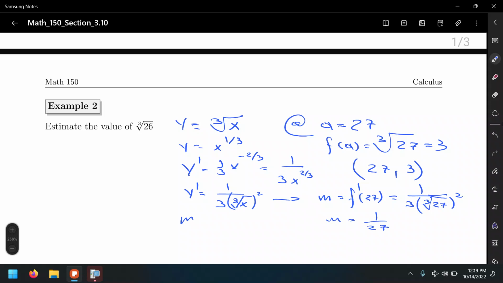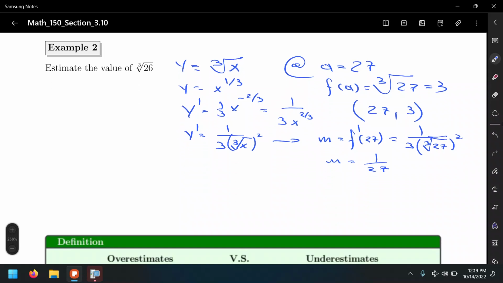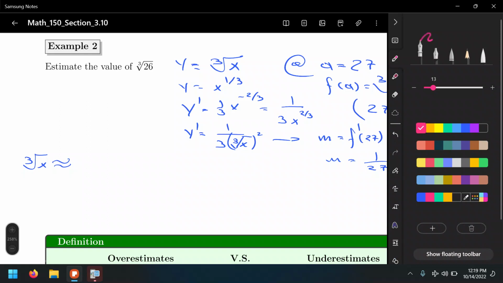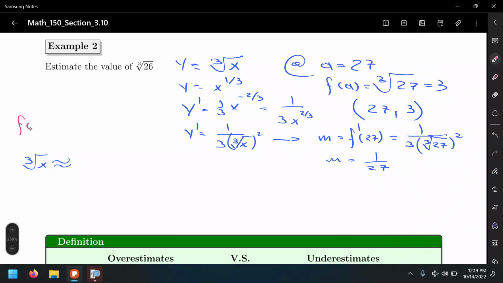So we already have the slope, and we have the point. We may go about the linearization of the function. This means that the cube root of x is approximately f of a. Well, let me write down the generic formula again. f of x is approximately f of a plus f prime of a times x minus a.